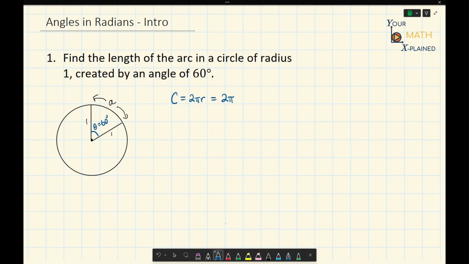Since we know that the degree within a circle is 360, and this angle here is 60 degrees, that tells us the arc length A is equal to 60 degrees over 360 degrees multiplied by the circumference of the circle, which is 2 pi. So this works out to be pi over 3.